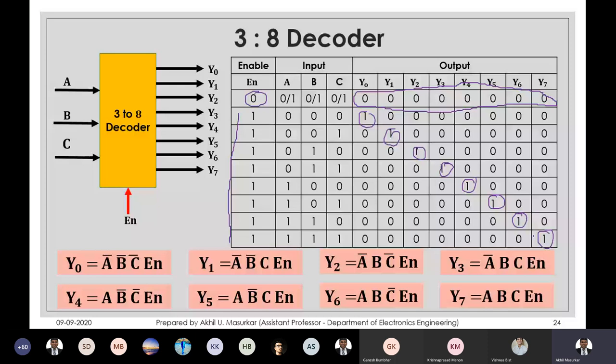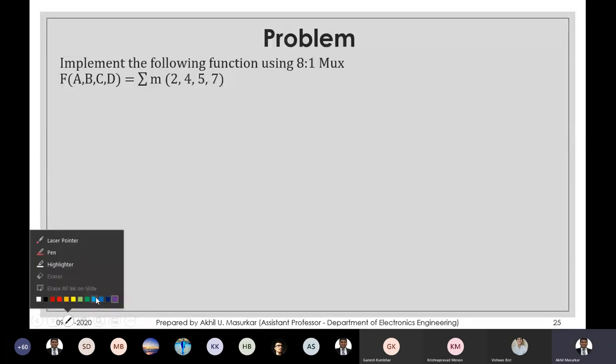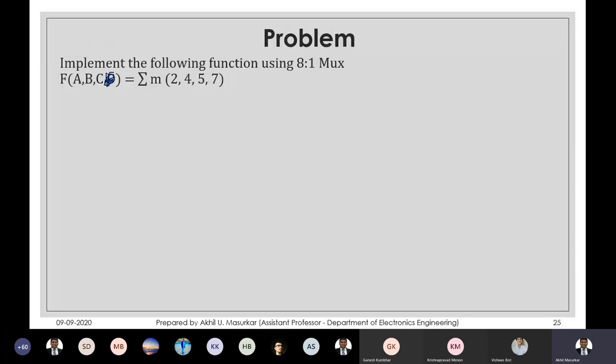Okay. Now let's do problems based on that. So write down the first problem. All these are exam problems, okay? Implement the following function using 8:1 MUX. That is f of a, b, c. Don't write d. F of a, b, c is summation m 2, 4, 5, and 7.